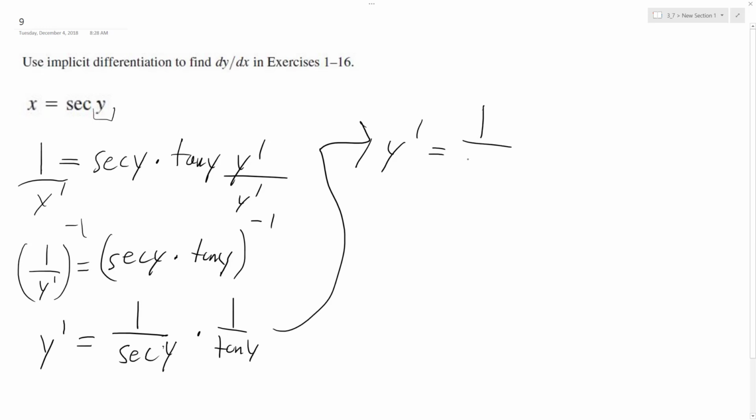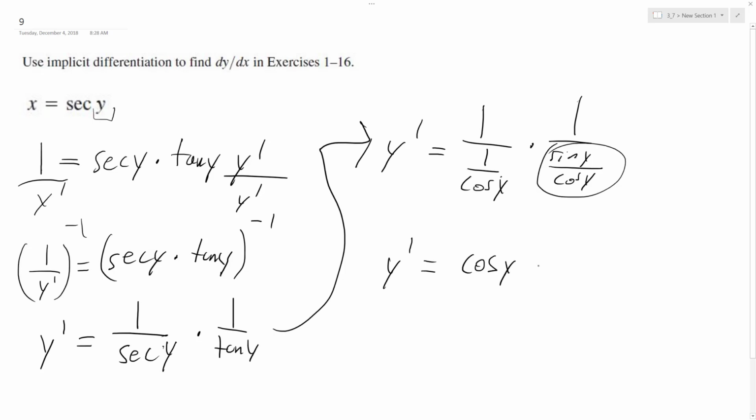And we can rewrite this as y prime is equal to, here I'll just do this so it's seeable, times 1 over sine y cosine y. This is just the tangent. So I reciprocate these, I end up with cosine y, and this becomes cotangent y.